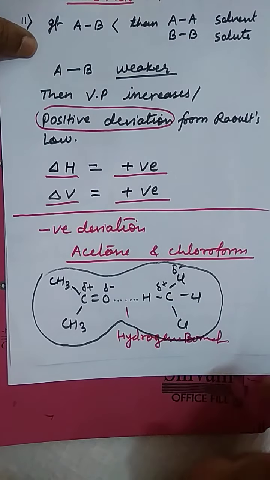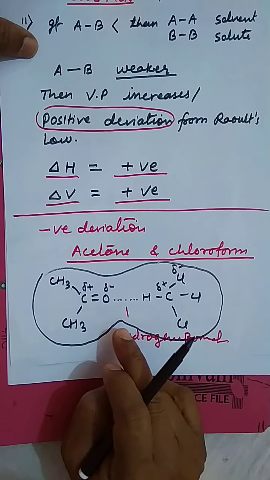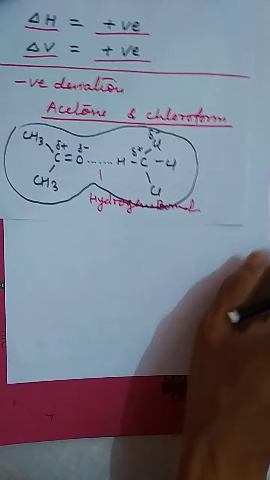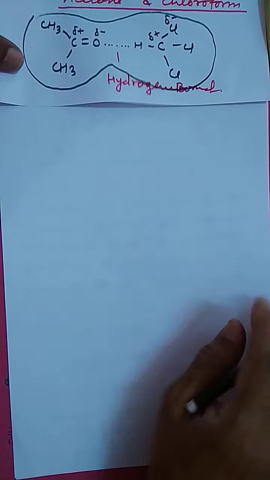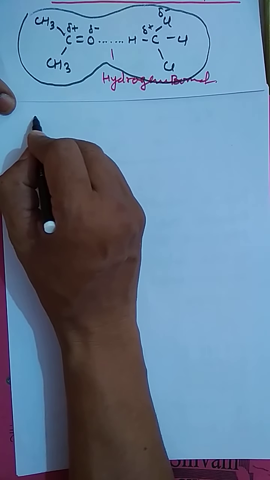So friends, it depends on the interaction between solute and solvent. If it is stronger, then it gives negative deviation. If it is weaker, then it gives positive deviation. So in case of negative deviation, this is the common example, you know.